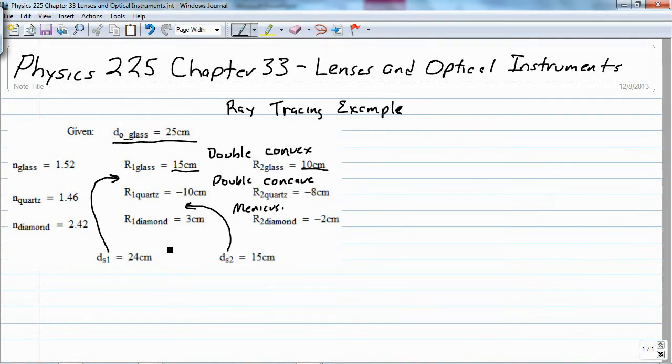So we've defined these lenses. We know the distances between the axes of the lenses, and we can go through now and calculate our distances of the images. Now, the way that this will work is we'll calculate our image for the first lens. So we'll have the image of the first lens.